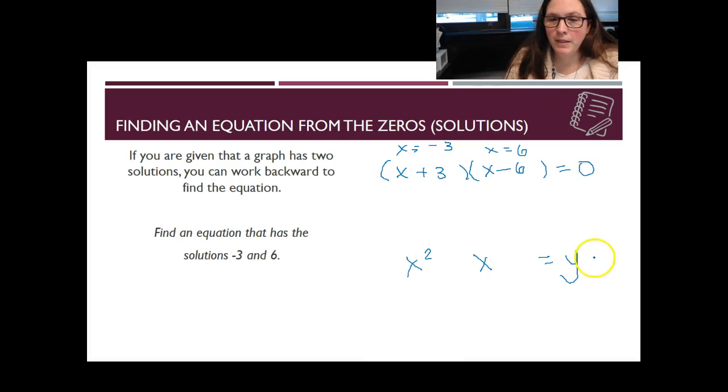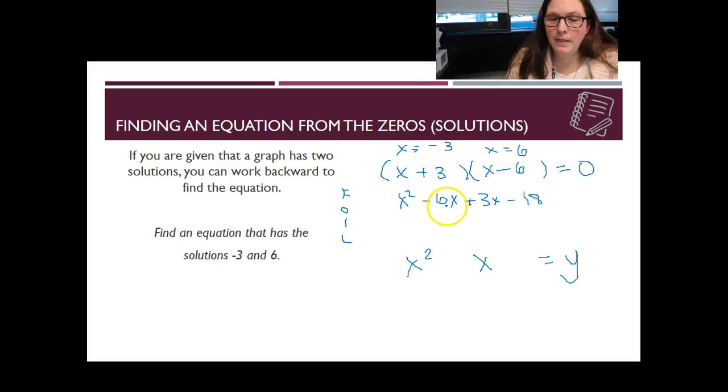And then in order to get to this equation form down here, we're just going to go ahead and use that FOIL method. Firsts, outers, inners, lasts. So x times x is going to give me x squared. I always like to do the inners first. x times -6 is -6x. 3 times x is plus 3x. And then 3 times -6 is -18.